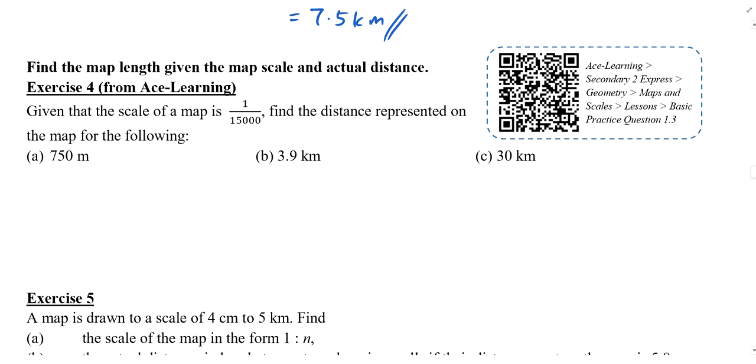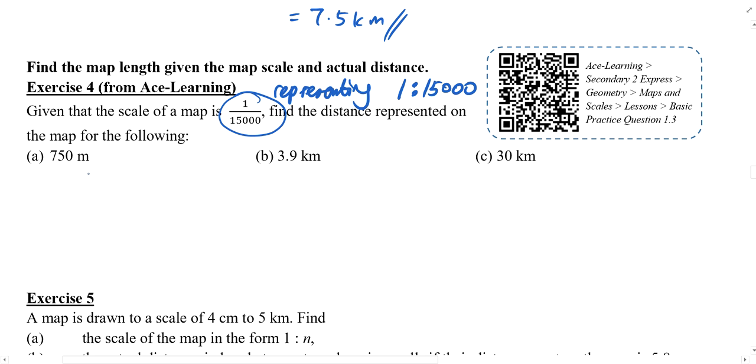You are given a scale, it's 1:15,000. This is the same as representing 1/15,000. Treat them as the same. Okay, don't be confused when you see a fraction. They just mean the same thing. Find the distance represented on a map for 750 meters. Now we're going to work backwards.